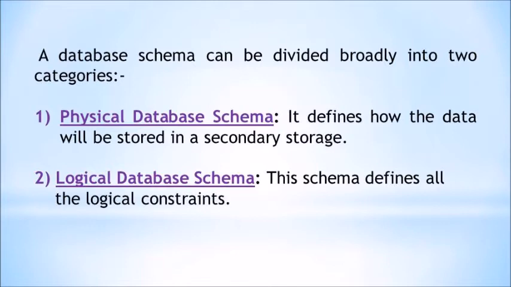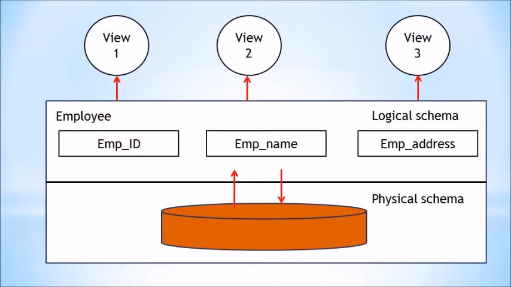Second one, logical database schema. This schema defines all the logical constraints that need to be applied on the data stored. It defines tables, integrity constraints, etc. Here in the diagram, the logical schema defines employee ID, employee name, employee address of an employee, and the physical schema defines its actual storage.